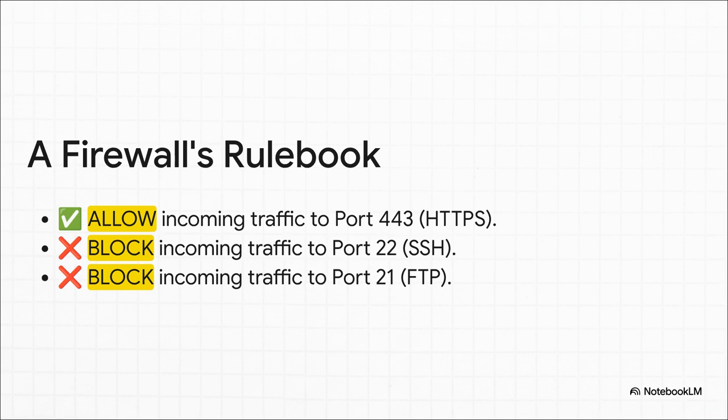You can think of a firewall as a security guard with a really simple rulebook based entirely on port numbers. A network admin can set rules like, hey, allow all traffic trying to come in on port 443 because we want people to visit our secure website. But they can also say, block all traffic trying to get in on port 22 or port 21, because we definitely don't want anyone trying to log in remotely or transfer files. By setting these simple rules, they control exactly which digital doors are open and which are slammed shut.